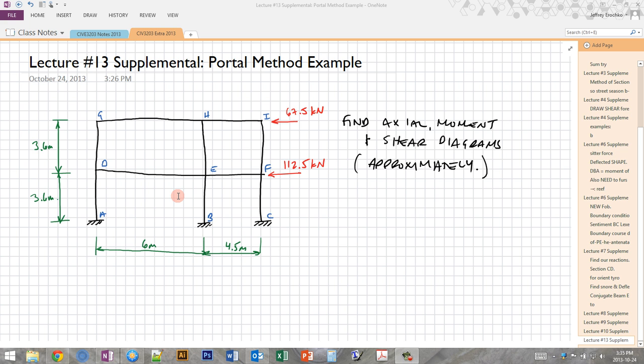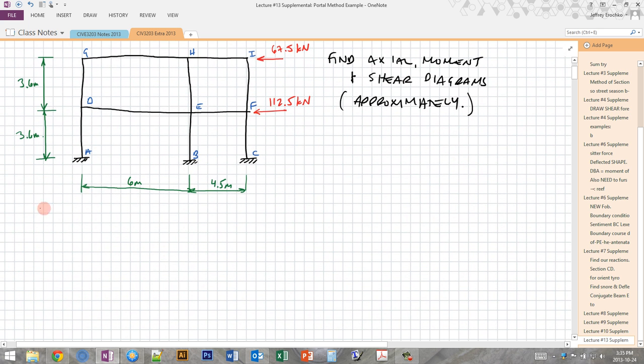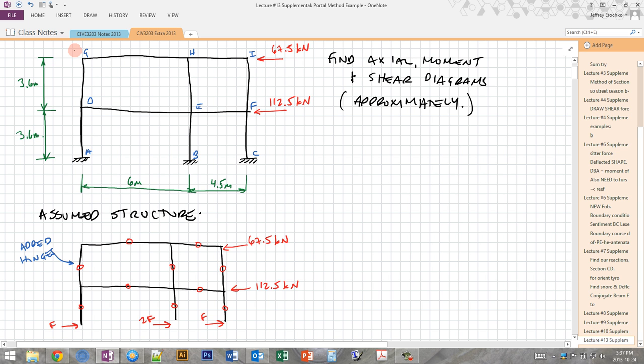So here's the structure that we're starting with. It's a two-story, two-bay, simple portal frame where the left portal is a little bit wider than the right portal. And we have two lateral loads, and we're asked to find all the axial, moment, and shear diagrams. So first, let's look at what the assumed structure is going to look like.